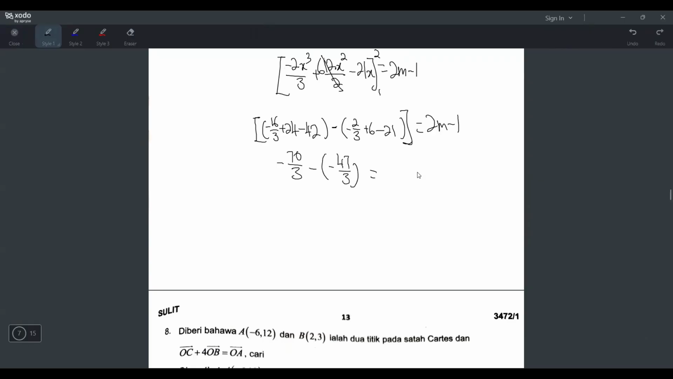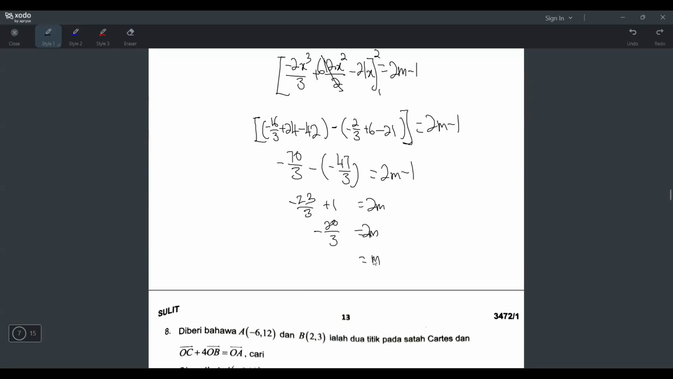And then here is equals to 2m minus 1. Okay, now we can press this. Okay, minus jadi plus. What is -70 over 3 plus 47 over 3? You will get, I don't know, let's press -70 plus 47 divided by 3. Okay, -23 over 3. All right, but you know later have to pindah the -1 jadi +1, right? And then it goes to m. So what is your 2m now? -23 plus 1. Okay, -20 over 3.